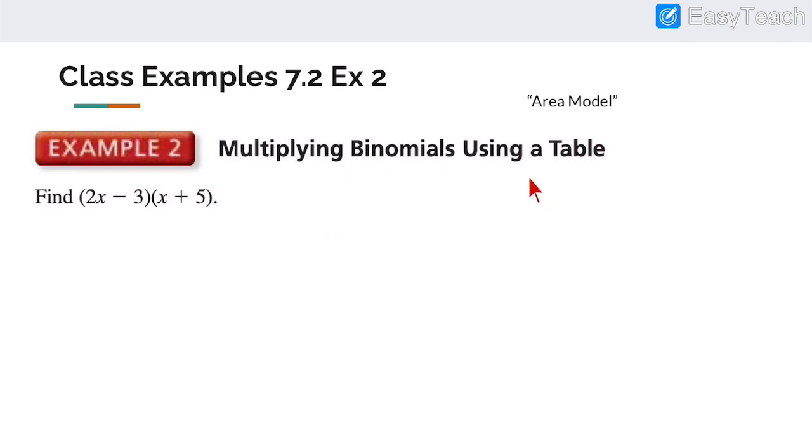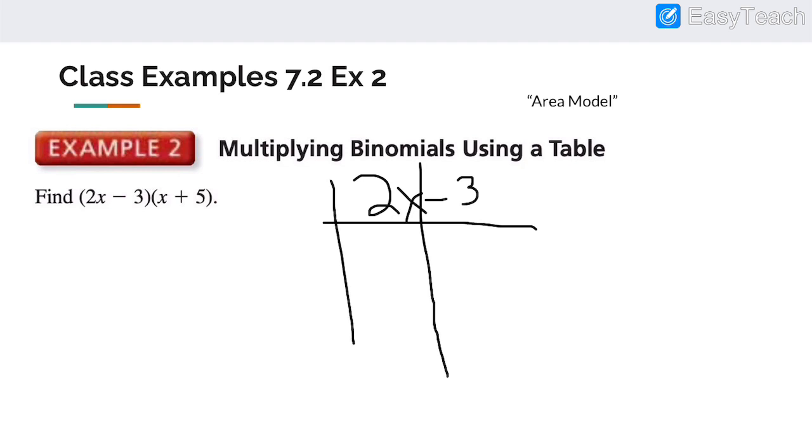There's also another method called the table method or the area method. I'll show you that one now. I don't mind it. I don't love it, but I don't mind it, so I'll show you this one. So this one means that we're going to take a table and we're going to multiply our two pieces together. So we're going to have 2x minus 3 on one part of our table multiplied by x plus 5 on another part of our table.